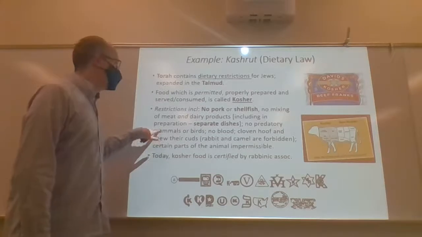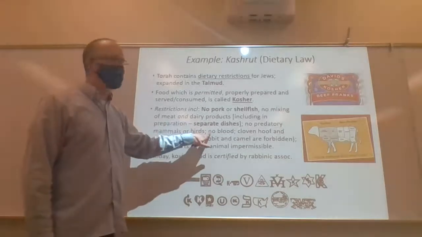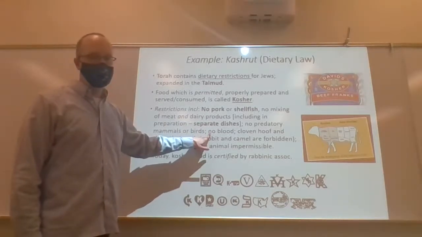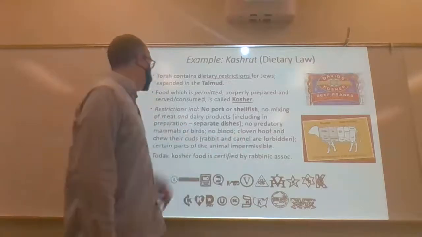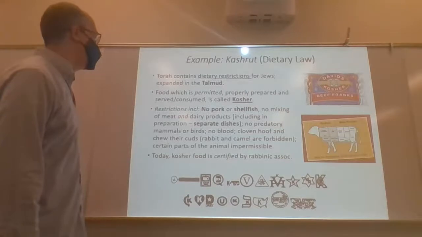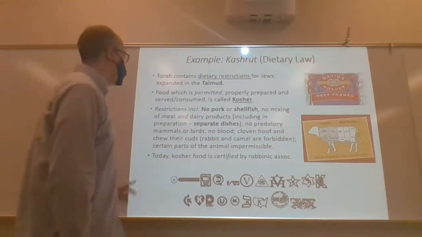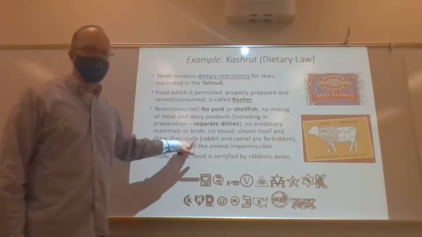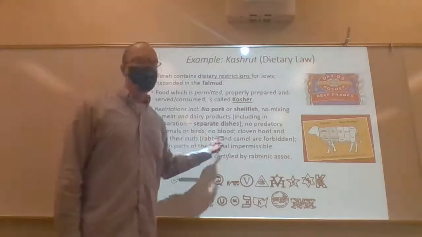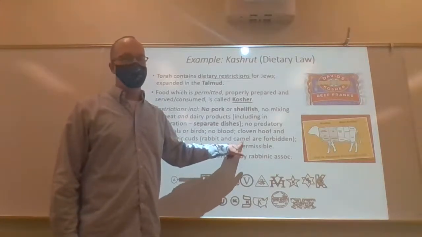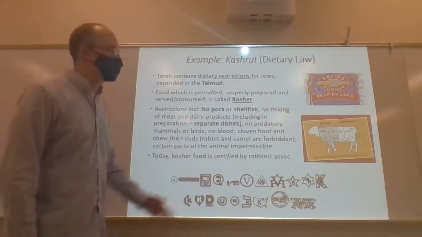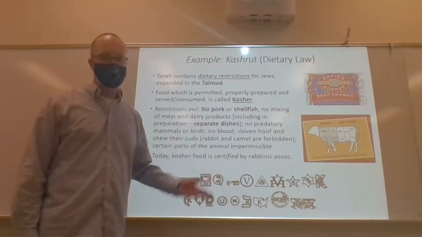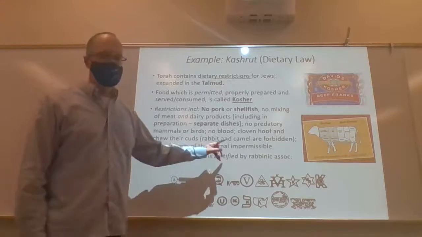No predatory mammals or birds. You want to remove as much blood from the animal as possible, so you want to try and drain out all the blood. The animals that are permissible have to have a cloven hoof and chew their cud. So that means that, for example, rabbit meat or camel meat are not permissible either because they don't meet that criteria.